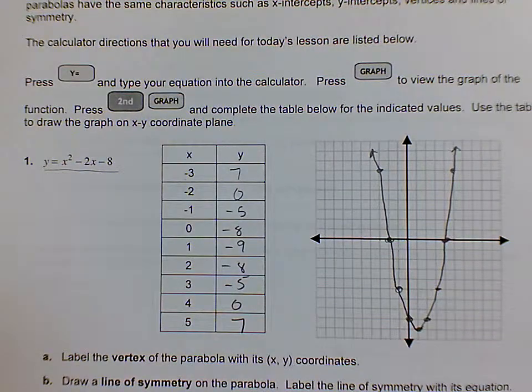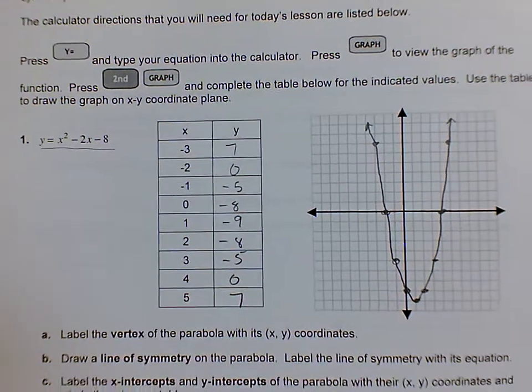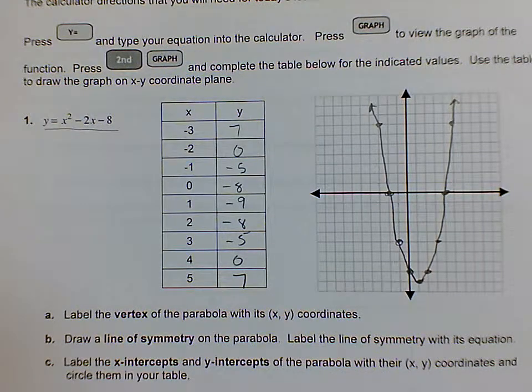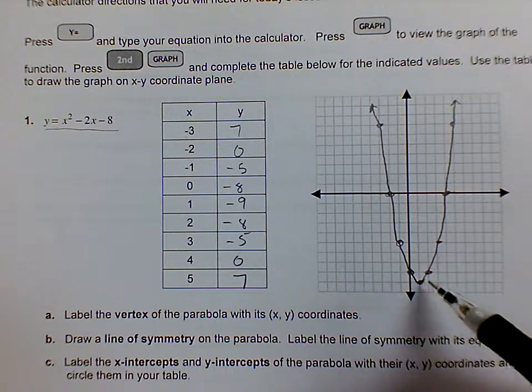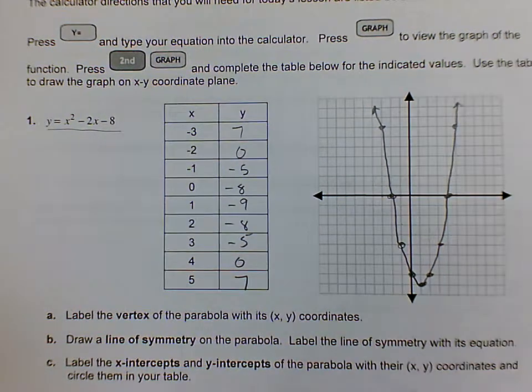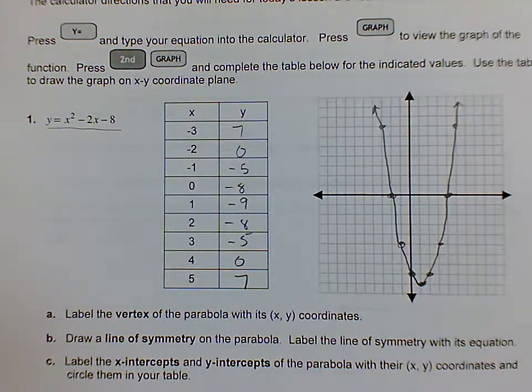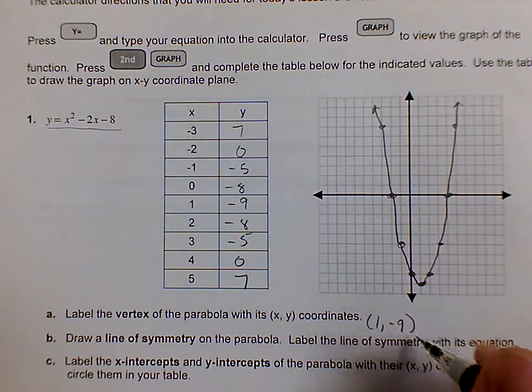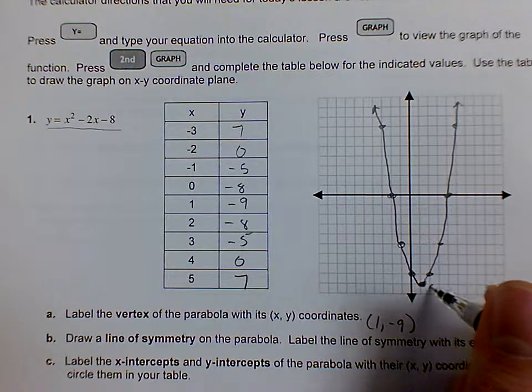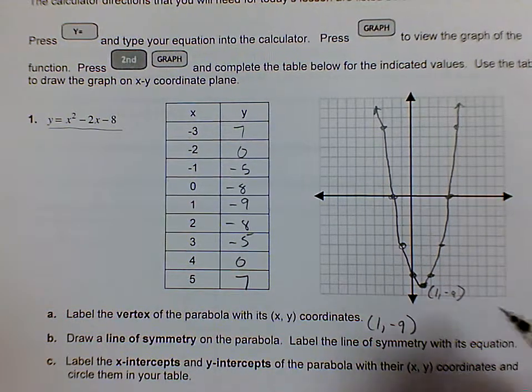Right, so let's answer the questions. Number 1, label the vertex of the parabola. Remember, the vertex is when it starts changing. So here we're going down, down, down, and then boom, we start going up. So that's going to be my vertex. And that point is 1, -9. There's my vertex, 1, -9.